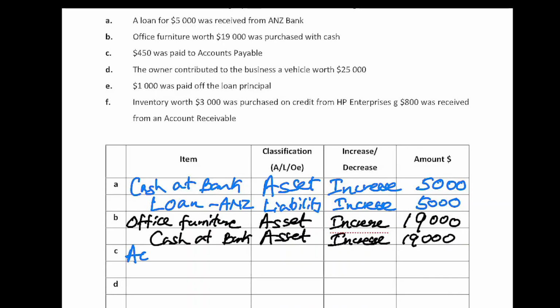So accounts payable, what is it? Asset or liability? Liability. Increase or decrease? Decrease. How much? 450. And then what is the other item?